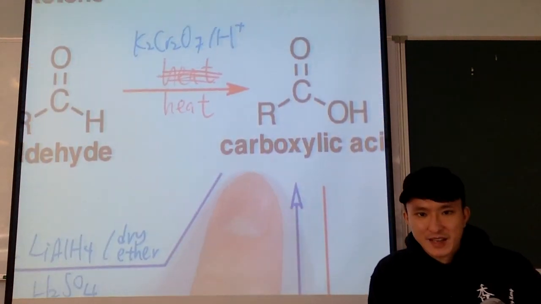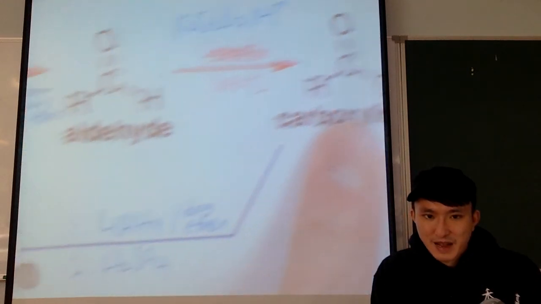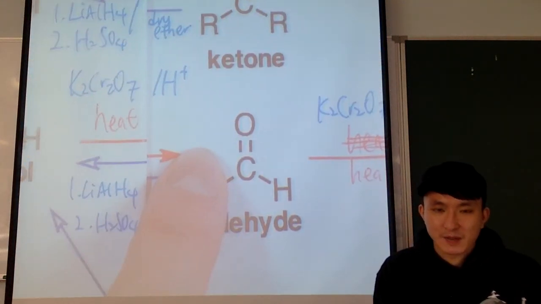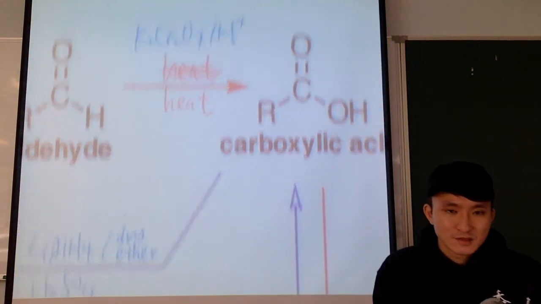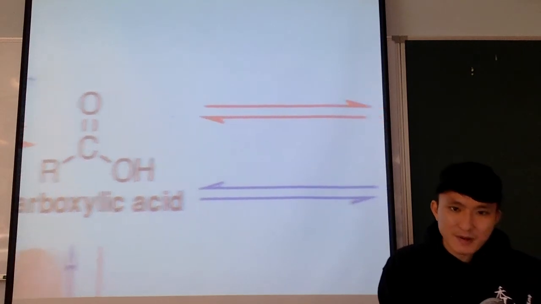Bear in mind, carboxylic acid cannot be reduced to aldehyde directly. You need to first reduce back to the alcohol and then perform a mild oxidation with acidified potassium dichromate solution, and then to carboxylic acid.